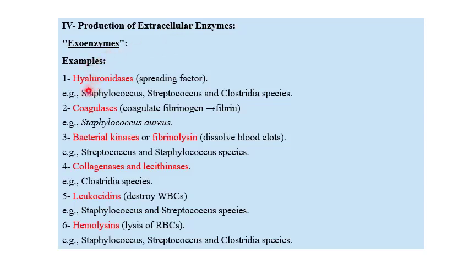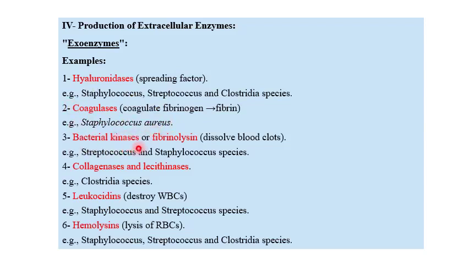Among the examples is hyaluronidase, which is also called spreading factor. We will explain it in more detail later in our lectures. It is produced by Staphylococcus, Streptococcus and Clostridia species. Coagulase, which we mentioned in the previous paragraph, converts fibrinogen to fibrin, so it covers the bacteria with this fibrin. Coagulase is produced specifically by Staph aureus.